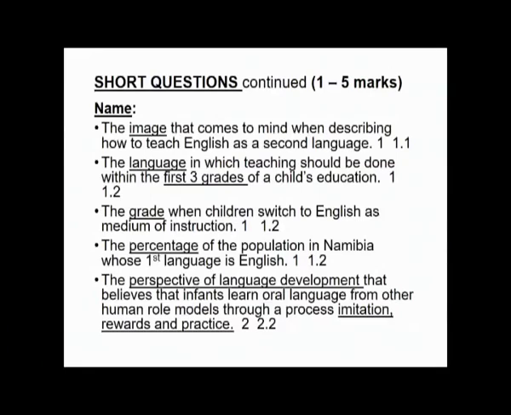Name. Also 1 to 5 marks. Here you have to name the following. Name the image that comes to mind when describing how to teach English as a second language. Name the language in which teaching should be done within the first 3 grades of a child's education. And I've told you to find it in Unit 1, subsection 1.2. So every time I tell you exactly where to find the answer.